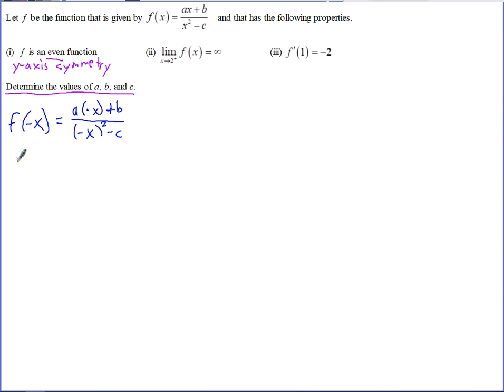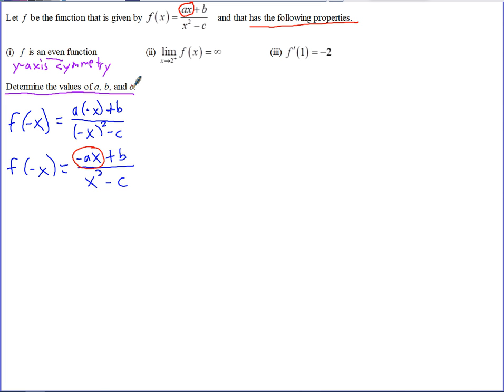So if we simplify this, we get negative ax plus b over x squared minus c, since the negative goes away when you square it. But if you look at this, it's not the same as the original, because this has a negative ax here, and this is a positive ax. But we know it has to be even, right? It tells us it has the following property. But we just showed these are not the same. So how can we make these the same?